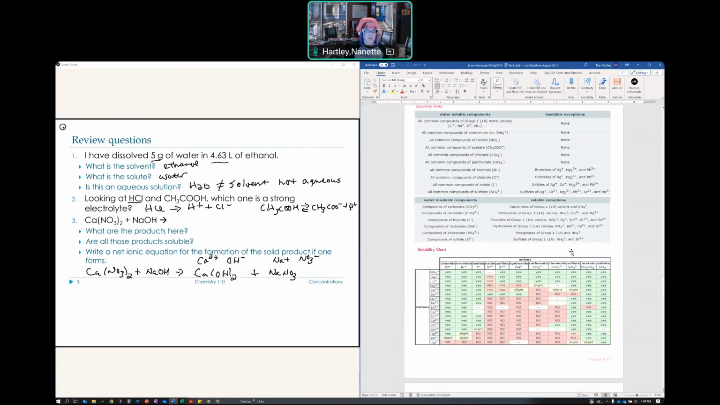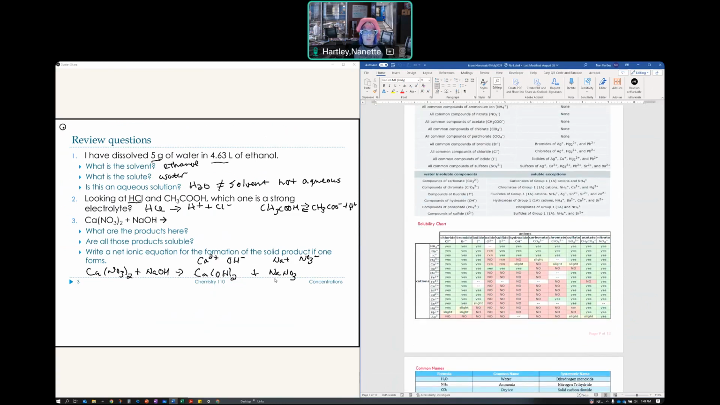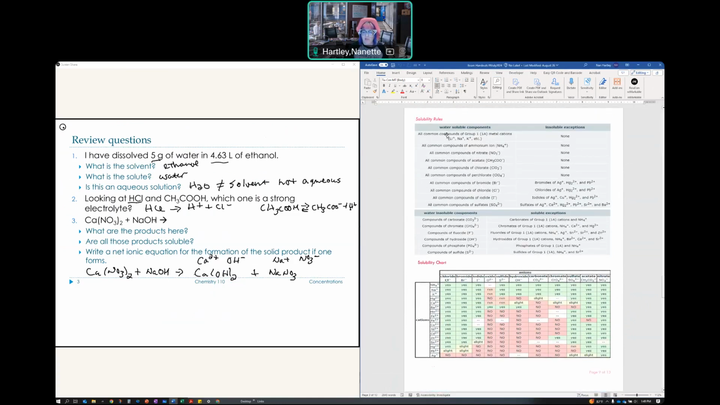Scrolling. Okay. So we look at this, and I look at my NaNO3. And remember, all common compounds of group 1 metal cations, so Na is in that, and all common compounds of NO3- are soluble. So this is going to be soluble, so this is going to be listed as aqueous. That is not my problem. If we look at Ca(OH)2, we need to come down here and see if we can find Ca.